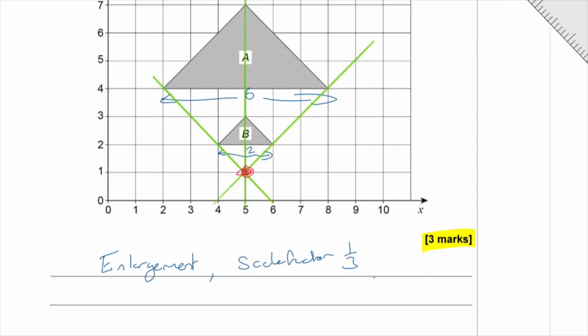So for the final mark, we just need to mention where the center is. So center, what's the coordinates of that? 5, 1. So enlargement, scale factor 1/3, center 5, 1. 3 marks.